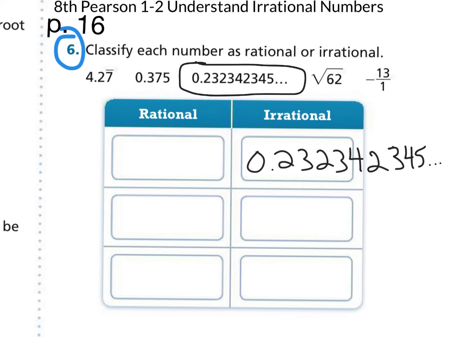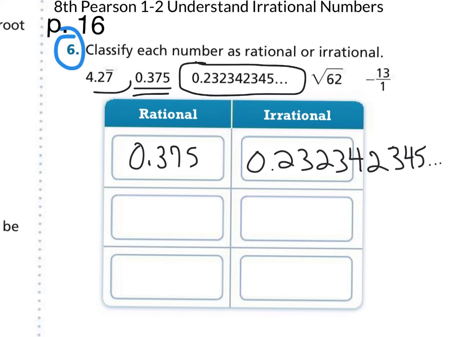So we keep looking here. We've got the decimal just beside that. That's a terminating decimal. It ends, so that's rational. We could, if we wanted to, write it as 375 over 1,000. And we could even reduce that if we want.